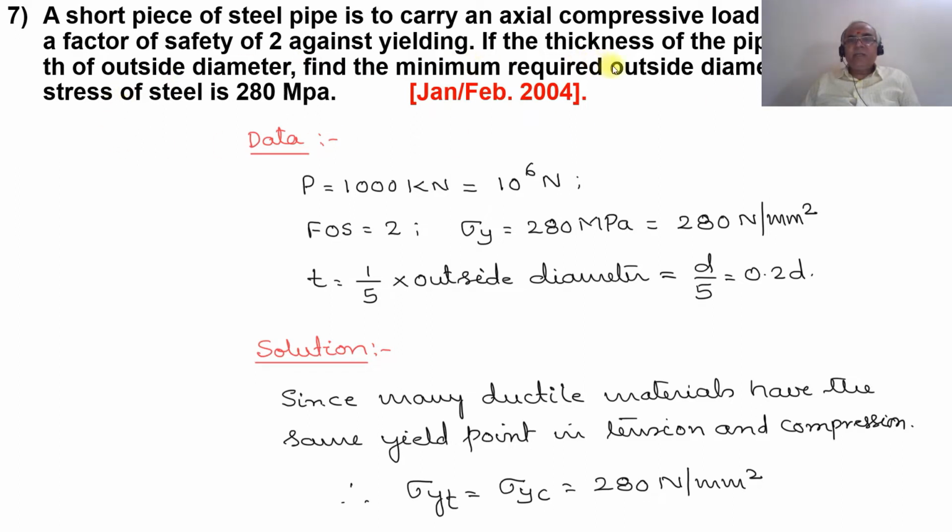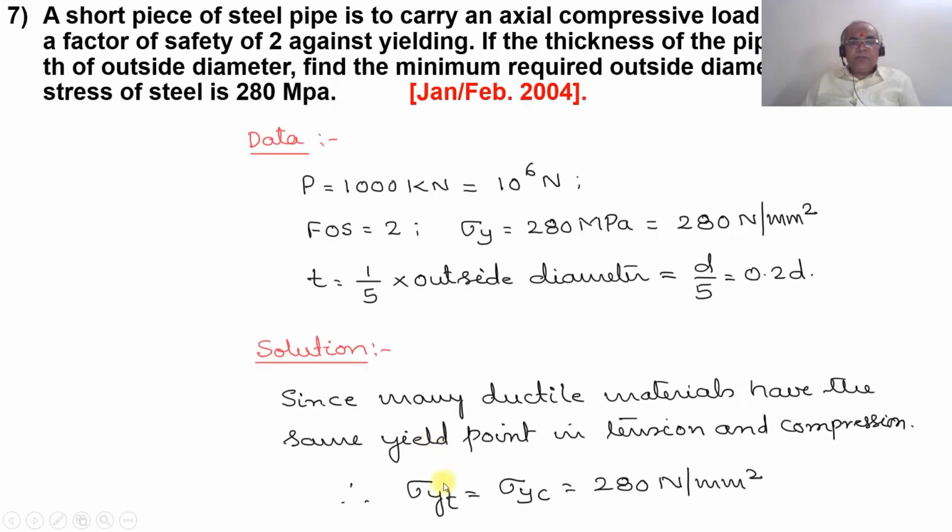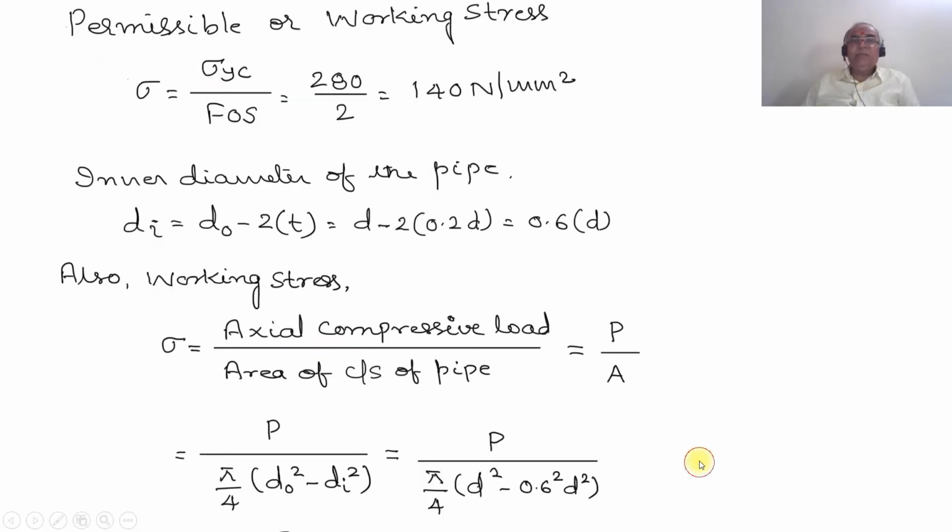The thickness of the pipe is to be 1/5 of outside diameter. So T will be equal to 1 by 5 into outside diameter. We denote outside diameter by D. Therefore, T will be equal to 1 by 5 into D, that is D by 5, which is 0.2 D thickness. Since many ductile materials have the same yield point in tension and compression, therefore sigma Yt is equal to sigma Yc, which is equal to 280 Newton per mm square.